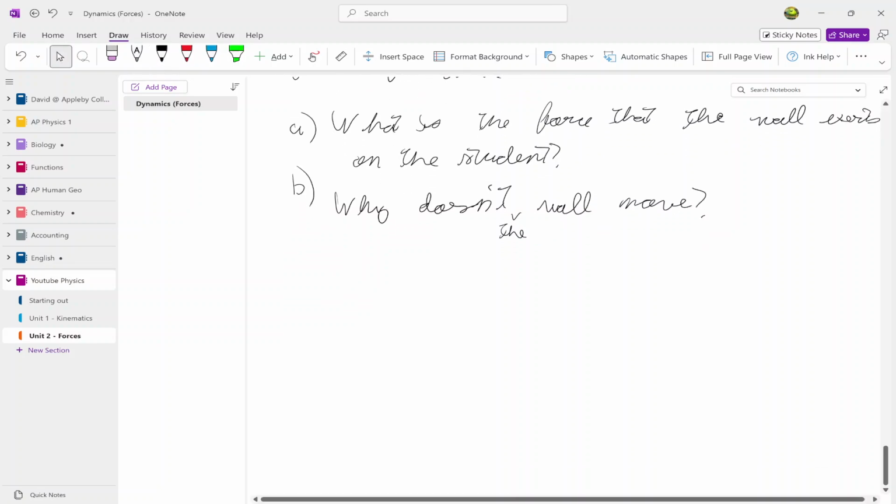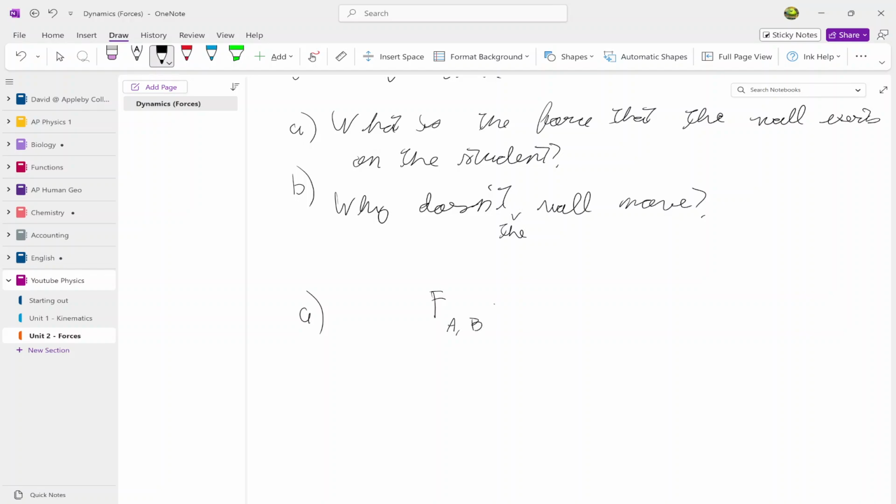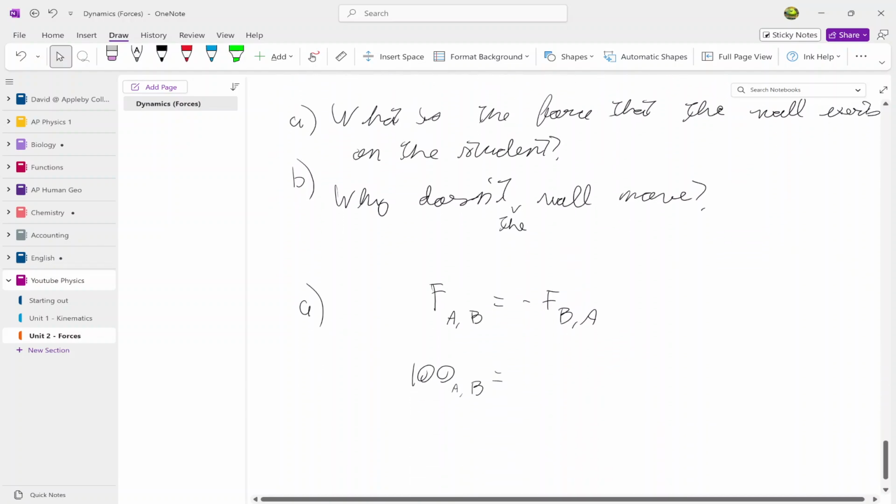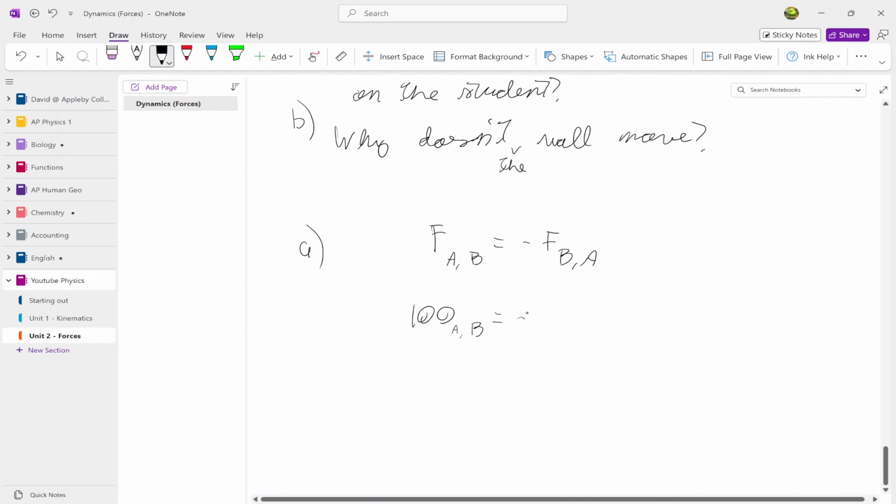Okay. So, part A, remember, Newton's third law, F_AB, or you can just use your brain, is that any force will have an equal and opposite reaction. So, let's say A is the student and B is the wall. I have a force of 100 newtons acting on the wall. So A to B. What will the equal and opposite reaction force of the wall be on the student? You're correct, negative 100 newtons.